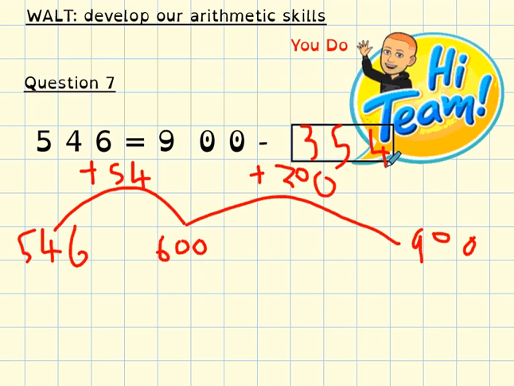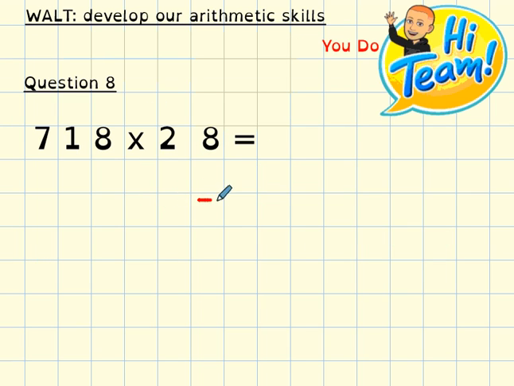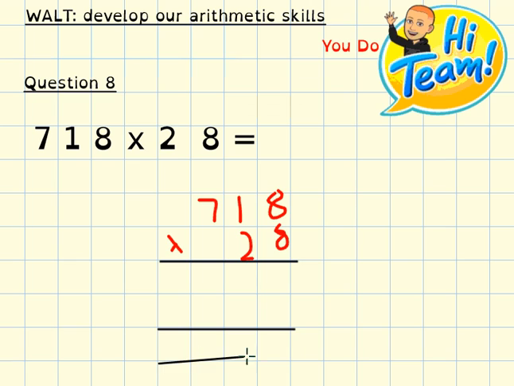Question number 8, long multiplication. 718 multiplied by 28. Put your multiplication sign in. Again, draw your lines. 8 times 8 is 64. Exchange the 6 up here, 4 down in your ones column. 1 times 8 is 8. Add on my 6 is 14. 7 times 8 is 56. Add on your 1 is 57. Circle your 2, put your 0 down.